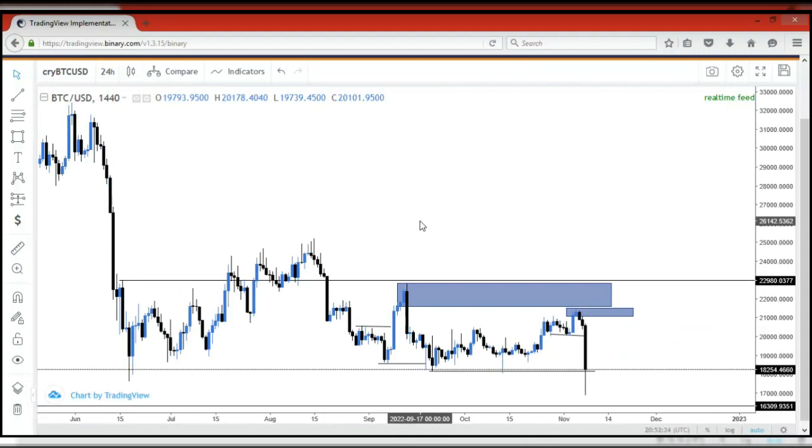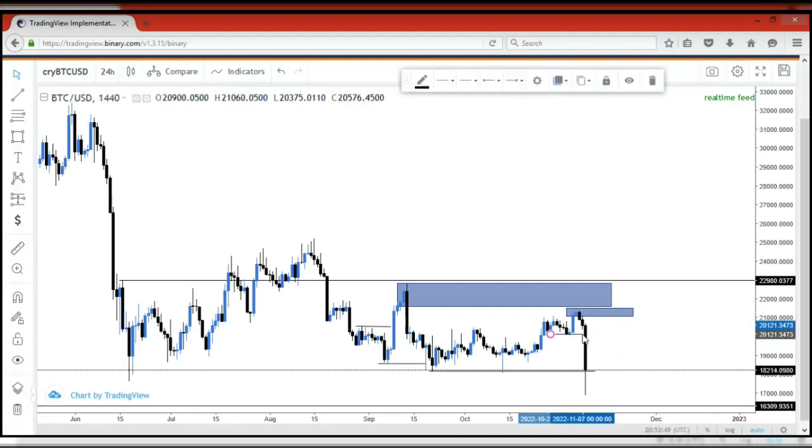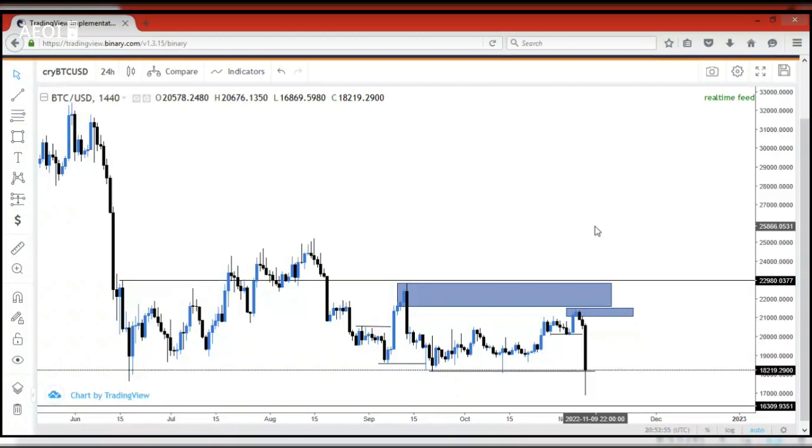Yes, sir. Apart from imbalances, how do you know an order block that would hold? Another block that will hold. Yeah, apart from liquidity and imbalances.